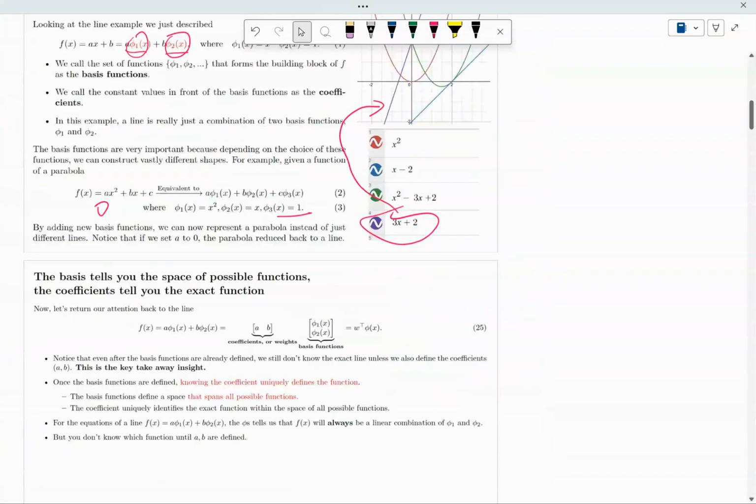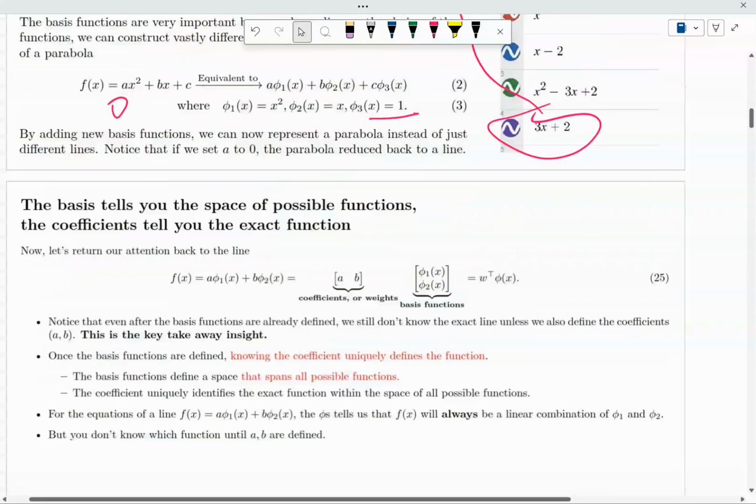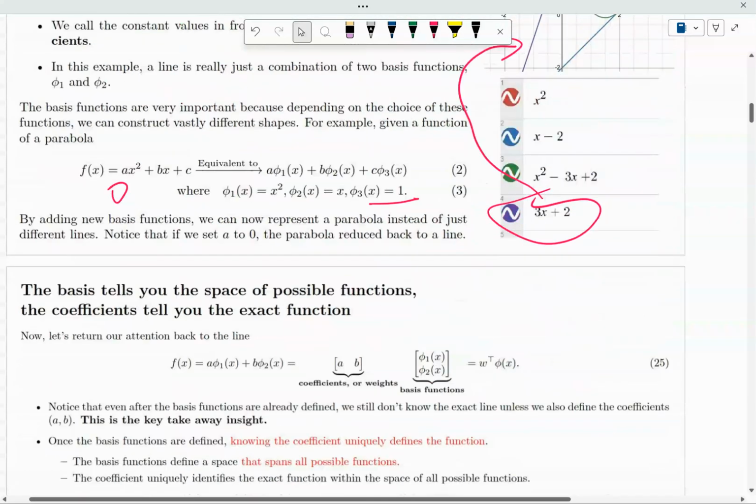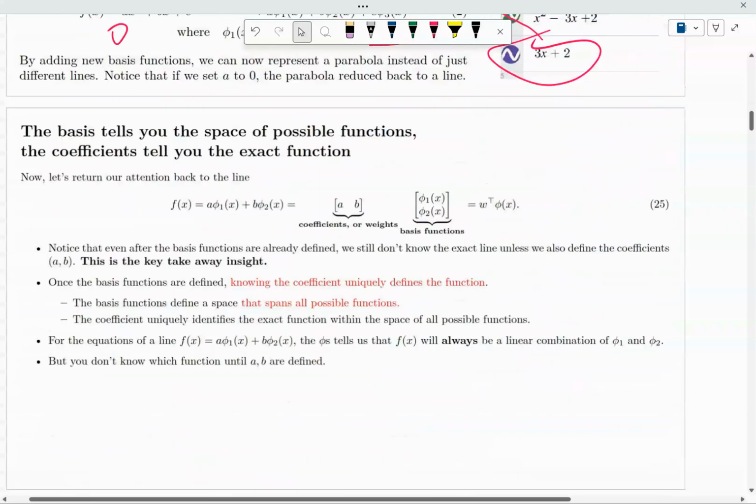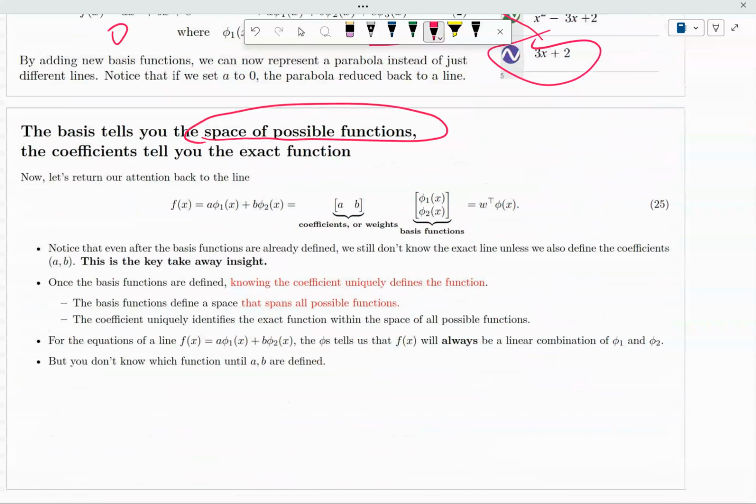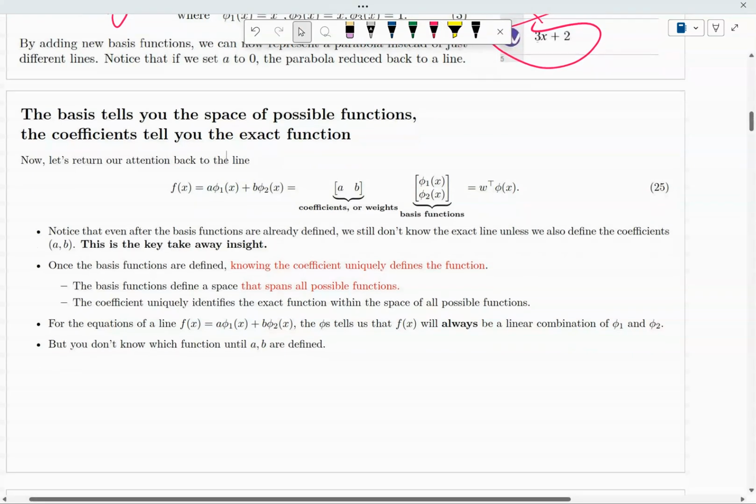Okay, so the basis, remember these functions are called the basis functions. The basis tells us the space of possible functions, and the coefficient tells you the exact function. Take a second and think about that. The basis tells you the kind of functions, the space of possible functions you can have, and the coefficient tells you the exact function. Now, let's turn our attention back to the line.